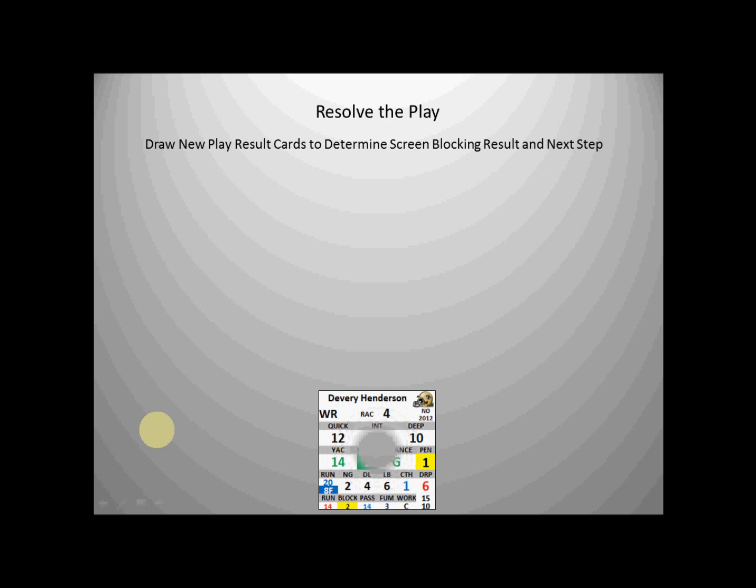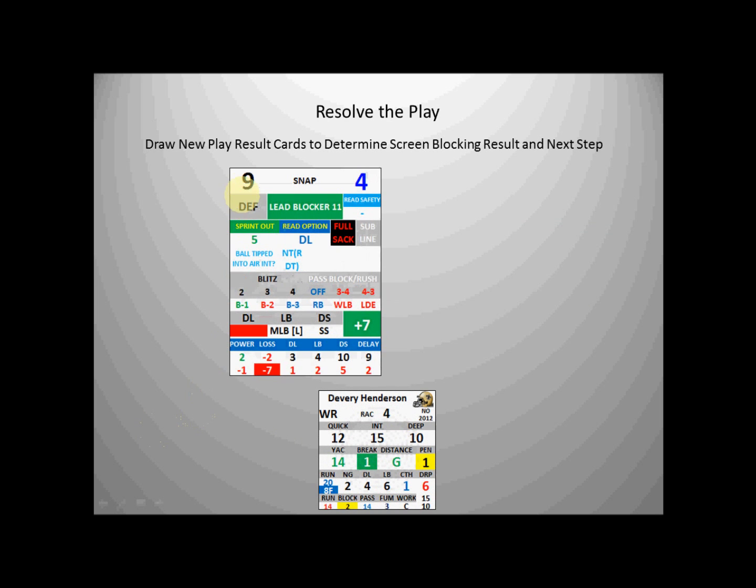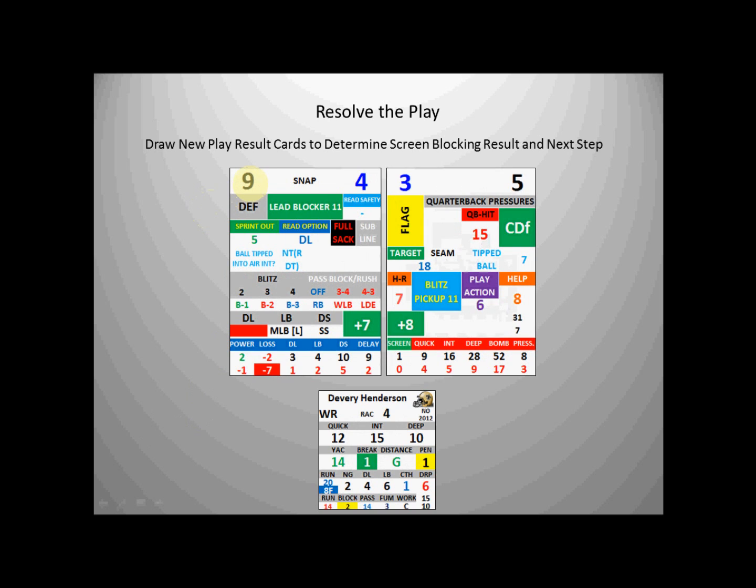So we are going to find out if Devery Henderson is able to make that screen block on the perimeter. And we flip the PRCs and we see that 9 is within Devery Henderson's pass block rating. So 9 is within his pass block rating. So he does provide effective pass blocking. So that's going to start at the black screen number level. Not on this card, on the final card where we determine the yardage result.